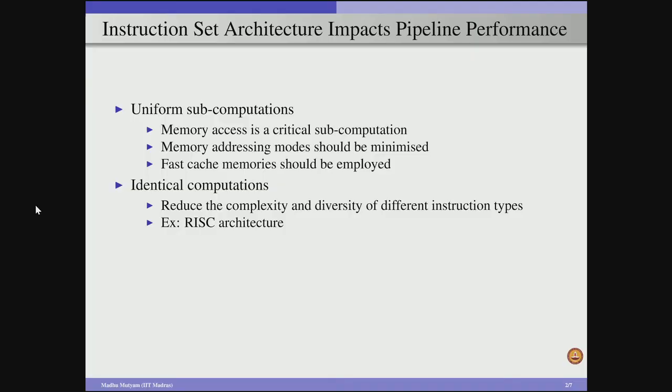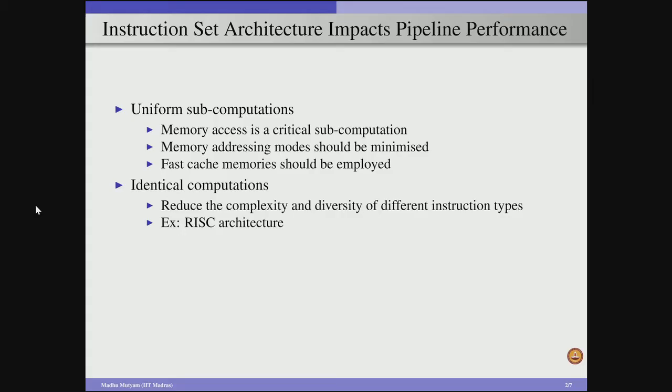And the second one is identical computations. In order to come up with identical computations, we need less complex instructions in our ISA, and these instructions should not be significantly divergent. That means the diversity among the different instruction types should be minimized. Once we minimize this diversity among different instruction types, and also minimize the complexity of an instruction, all the instructions may take a similar amount of time.